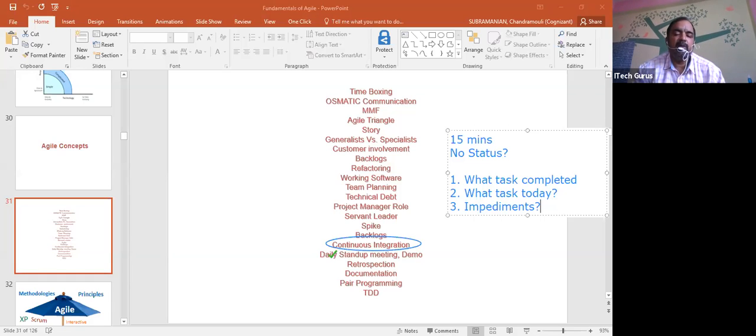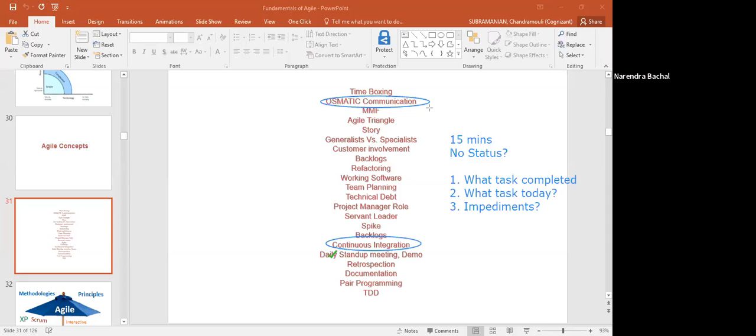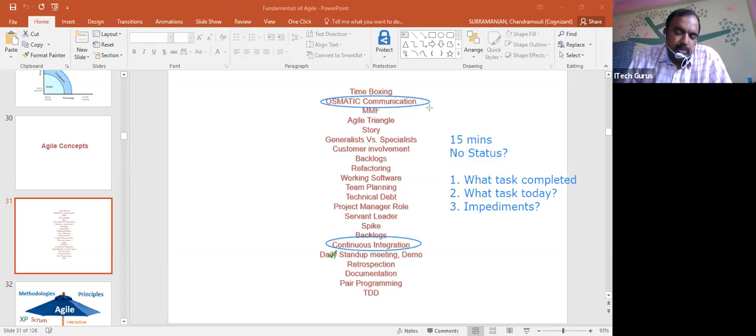While we are talking about it, one more very important thing we forgot to talk about here. There is a communication called osmotic communication in Agile projects. What is osmotic communication? Maybe Narendra again. You know what is osmotic communication? No, never heard about it. Okay, anybody else heard about it? Osmotic communication.